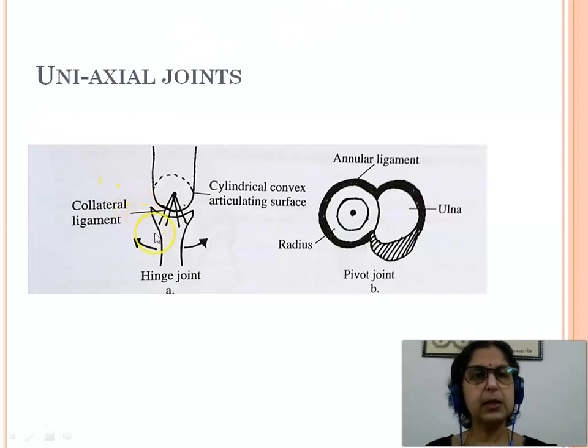So this here is a diagram showing us the hinge joint, where one articular surface is convex cylindrical and the other is concave cylindrical, and there is a transverse axis along which the movement occurs.